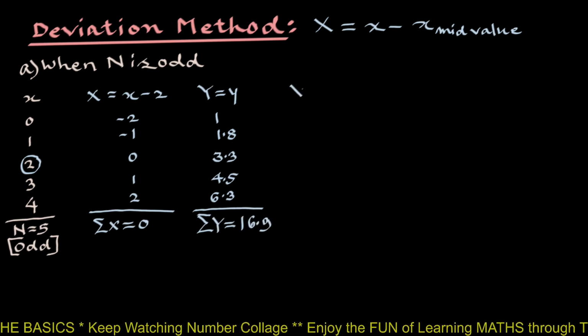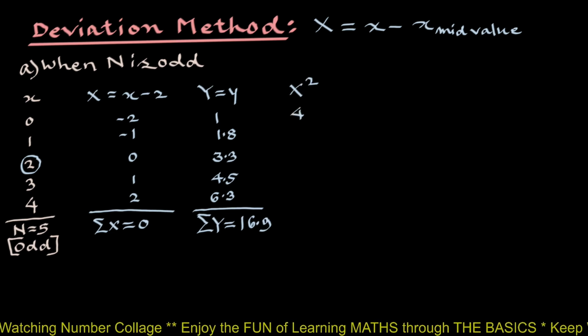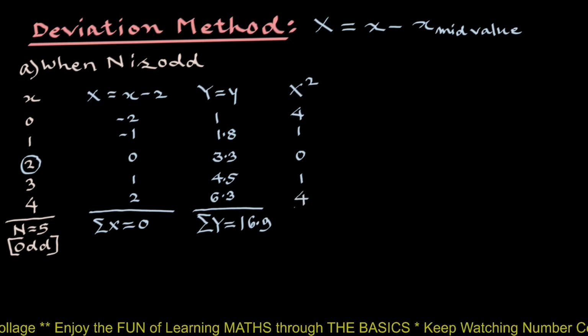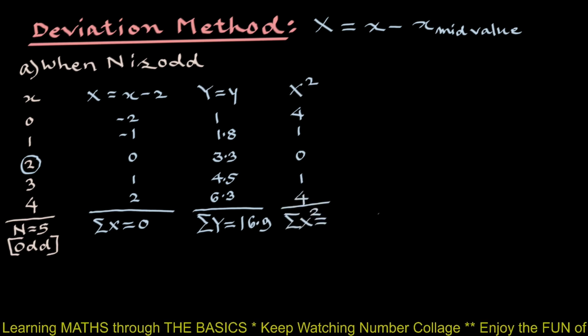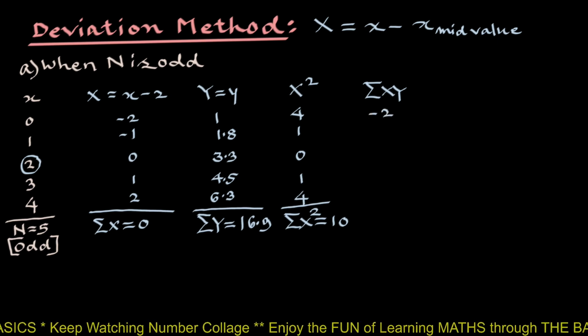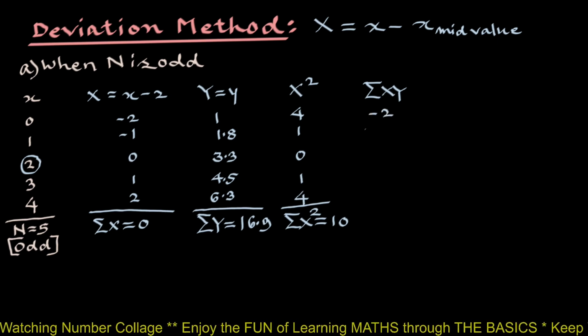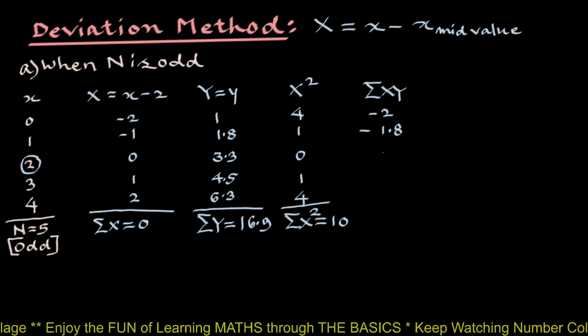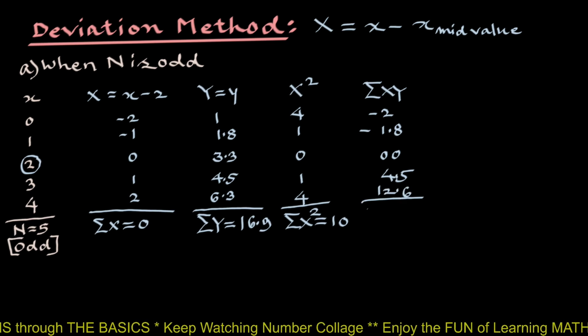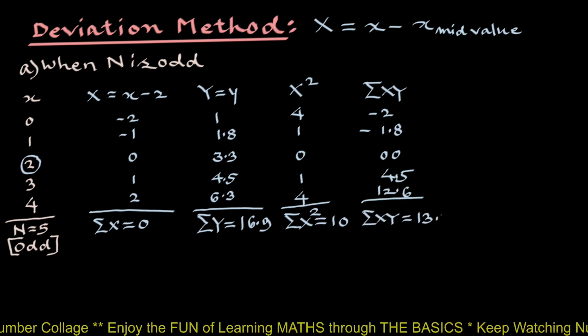Next column, X square: minus 2 square is 4, minus 1 square is 1, etc., 2 square is 4. Summation X square is 10. Summation XY: minus 2 into 1 is minus 2, minus 1 into 1.8 is minus 1.8, etc., 2 into 6.3 is 12.6. And summation XY is 13.3.